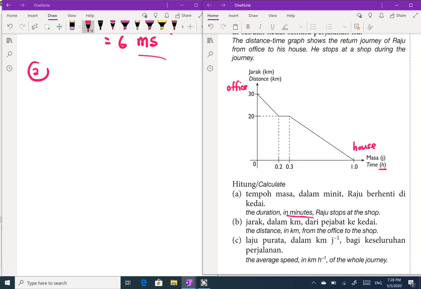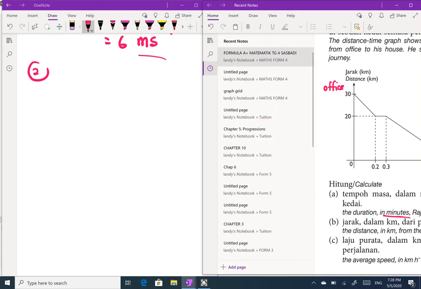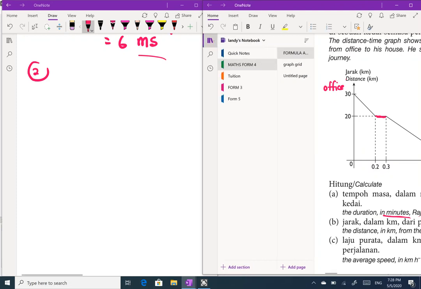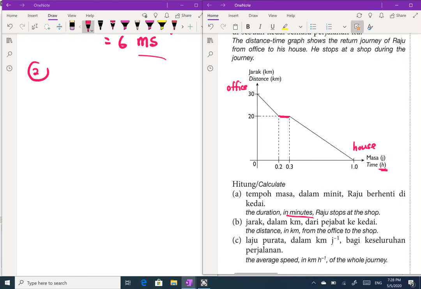Okay, the duration in minutes, in minutes, remember? You see, this one is in hours. Raju stopped at the shop. Which part did he stop? Stop means it's the horizontal line. Okay, stop means he is at the horizontal line. So here he stopped. This is the stop. He stopped over here. That means this is the shop. Okay, here is the shop.